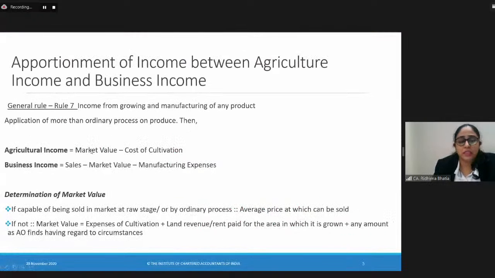So now agricultural income would be market value minus cost of cultivation. Business income would be sales minus the agricultural income of the mango minus my manufacturing expenses.